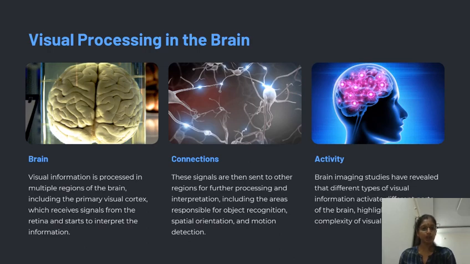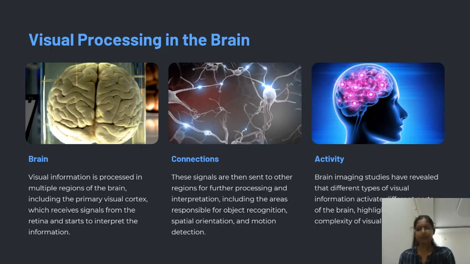Then connections. These signals are then sent to other regions for further processing and interpretation, including the areas responsible for object recognition, spatial orientation, and motion detection. So these are the areas which we can see in the brain. In these areas, the object will be formed and detected. Brain imaging studies have revealed that different types of visual information activity go on in the brain, and it is very complex also.